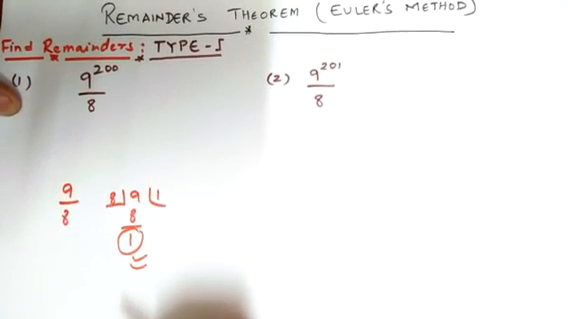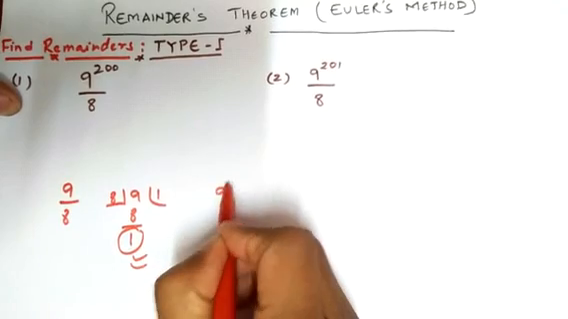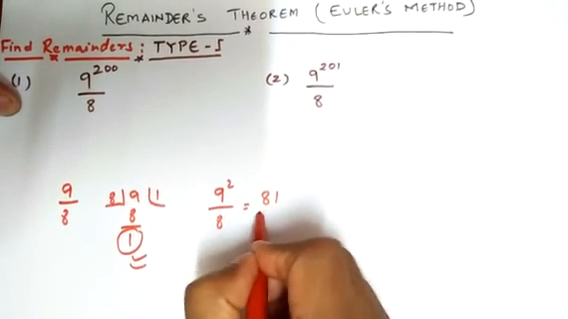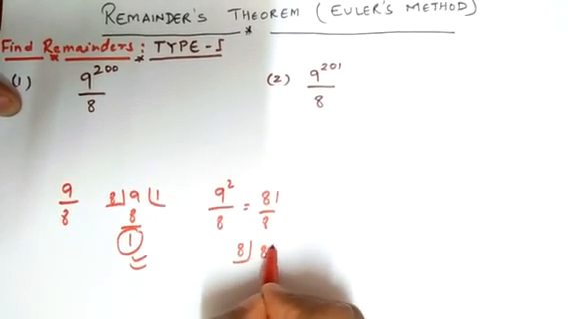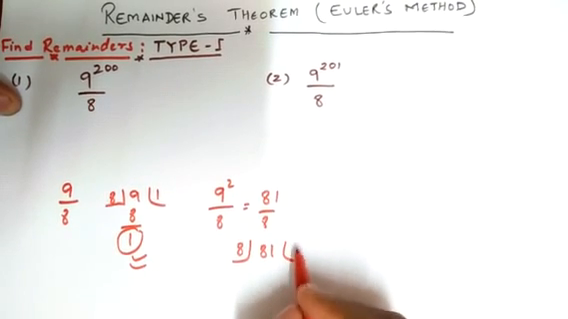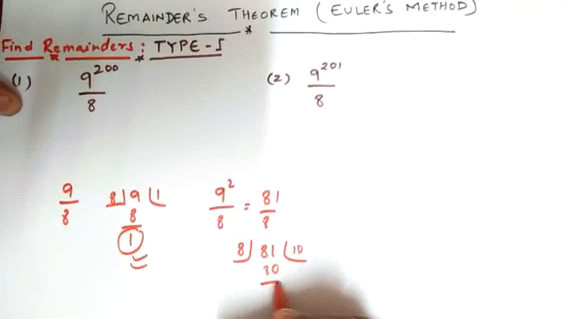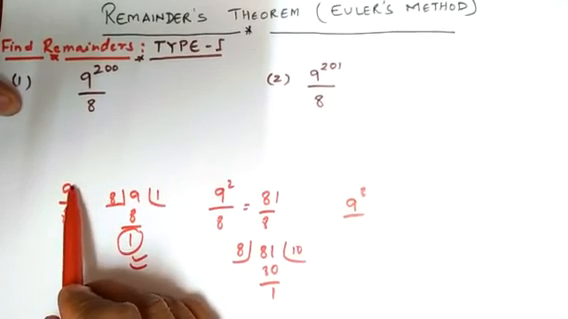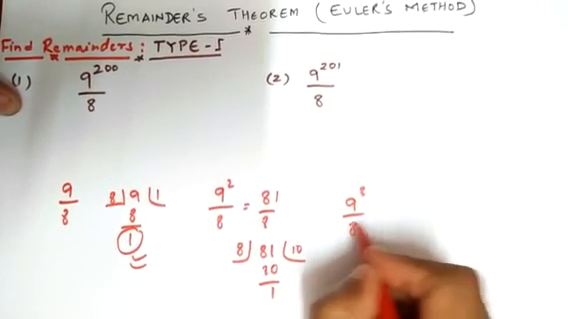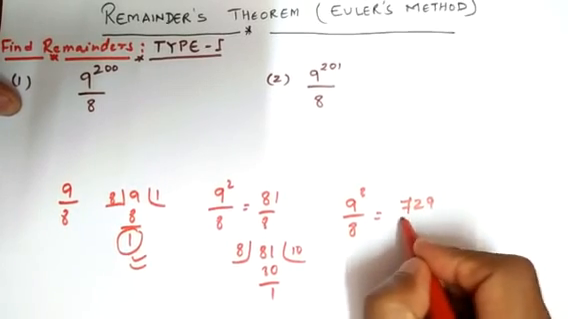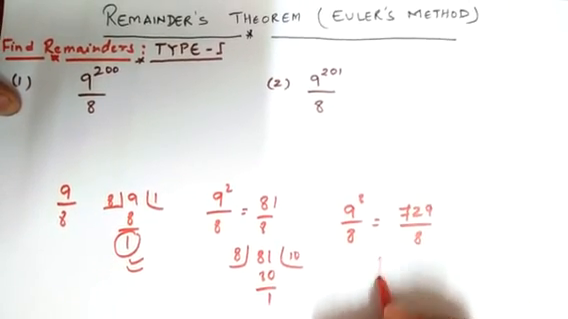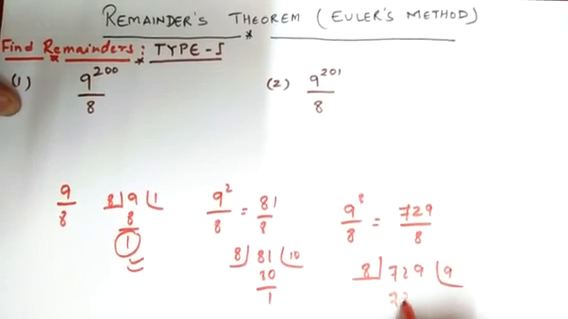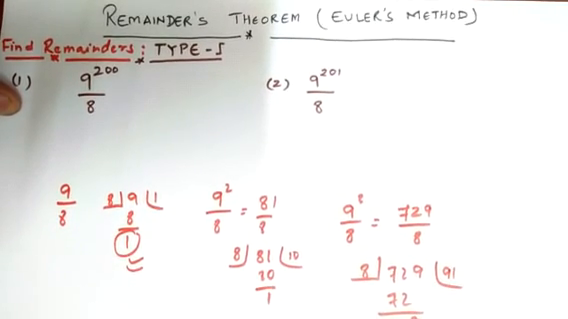Now I'm taking 9 square, just increasing the power. That is 81 divided by 8. 8 tens are 80, so again the remainder is 1. Now I increase the power again, it becomes cube, which is 729, divided by 8. 8 9s are 72, 9 8 1s are 8, so again the remainder is 1.